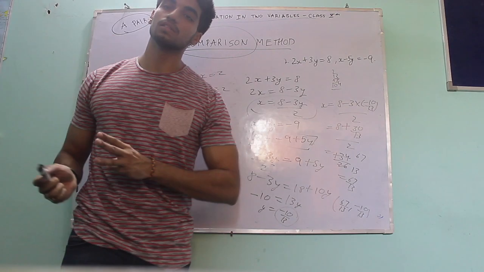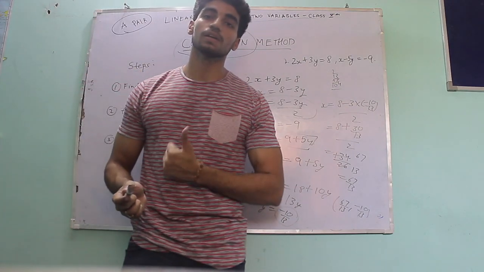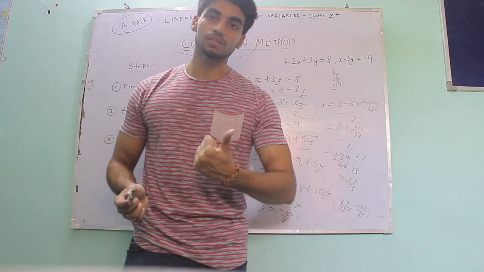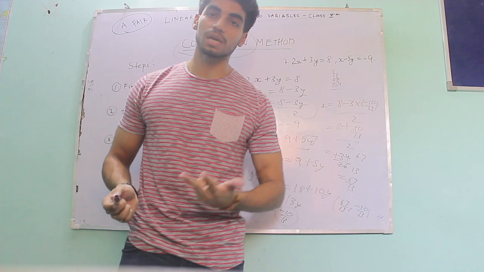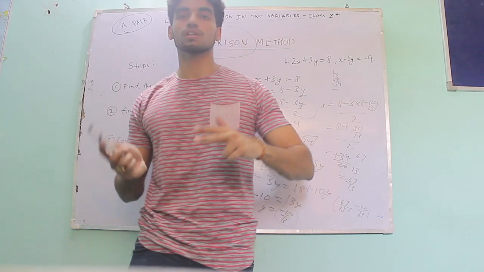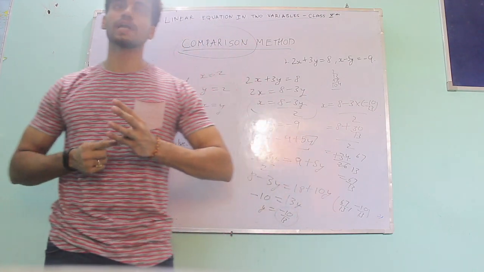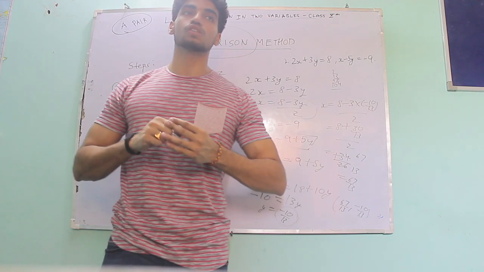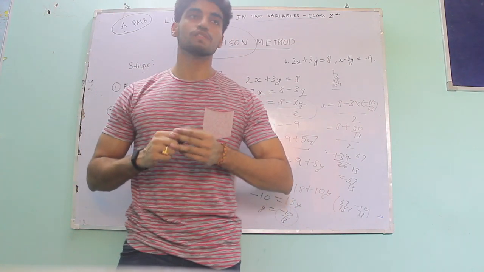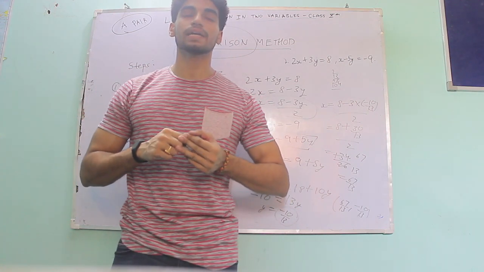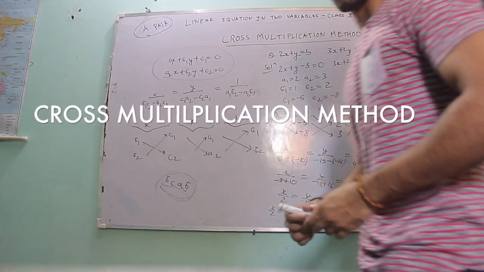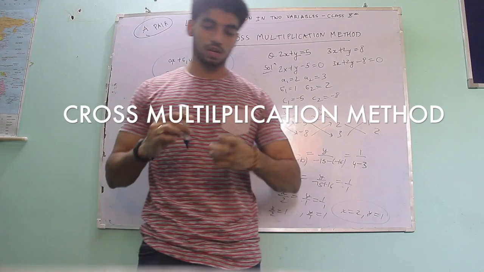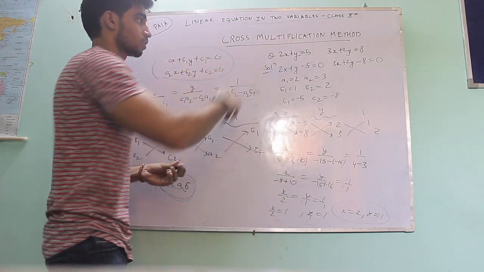We have done three methods till now. The elimination method, where we eliminated one variable; the substitution method, where we substituted one variable into the other; the comparison method, where we compared one variable to the other variable. So we will be doing the next method, which is very important: the cross multiplication method. Most of the students are not able to get it, so I will be teaching it thoroughly. Okay, let's move to the next part, which is our last part, the cross multiplication method.